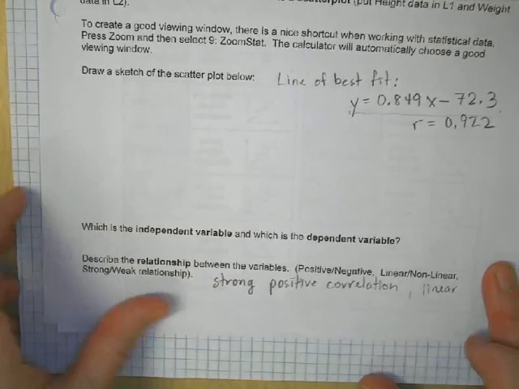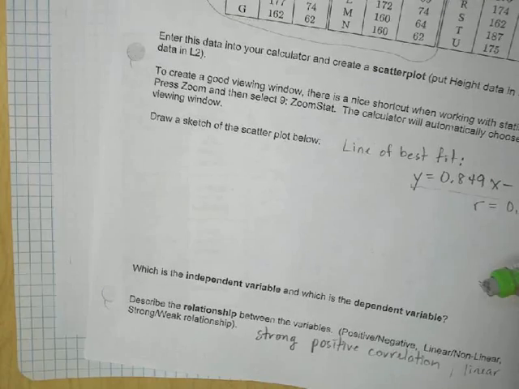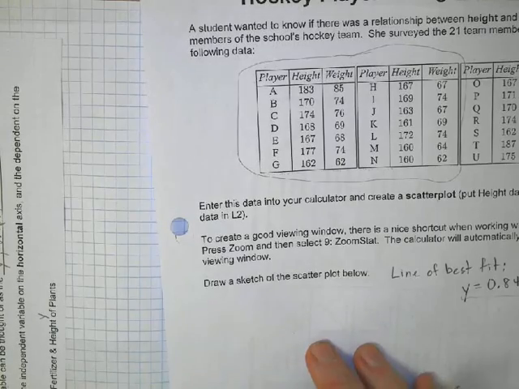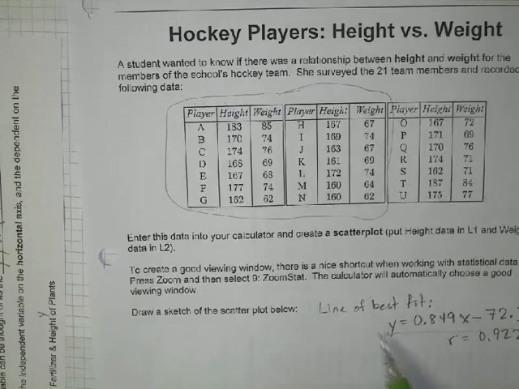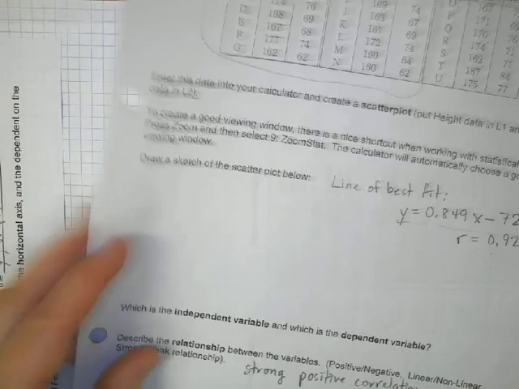All right. I think that's it for the notes. And that's pretty much all you got to do on this. Just follow, put the data in, figure out how to get all those values, make a sketch of your scatter plot, and tell me the line of best fit and the R value. Oh, which is the independent variable and which is the dependent variable. I'll let you fill that in based on what I just talked about.